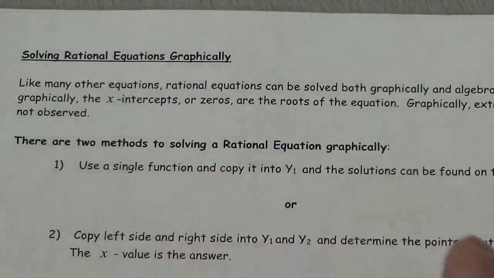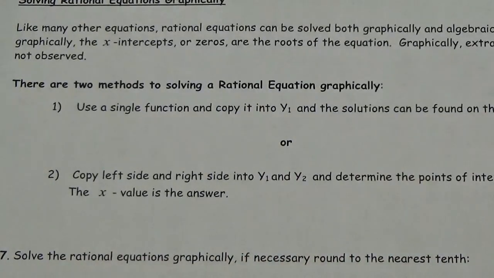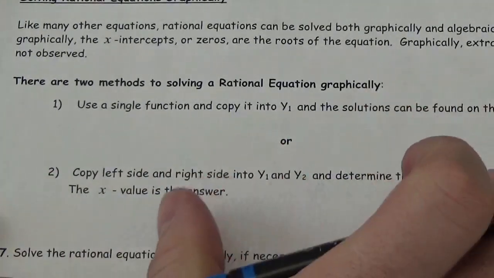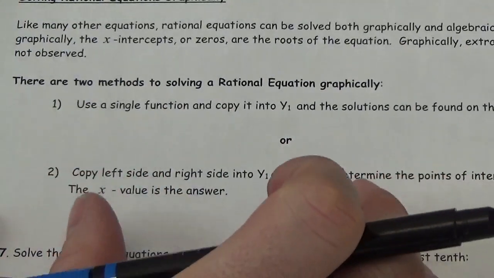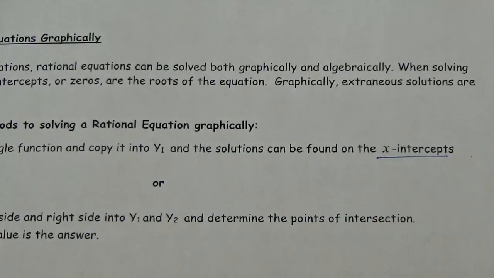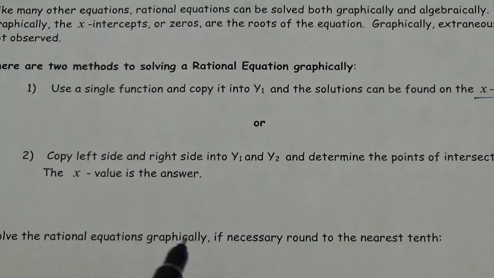And so there are two ways that you can solve a rational equation, any function really, using your calculator. One way is to move everything over in that function to one side of the equation, setting it equal to 0. You graph that, and you look for the x-intercepts, because the x-intercepts will correspond to the roots or the solutions. Okay, we know that.